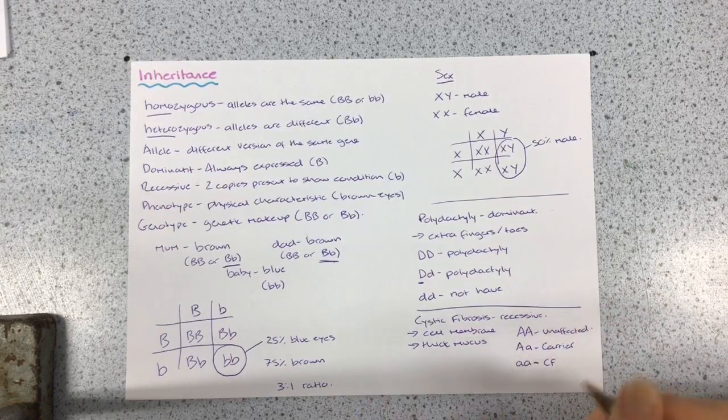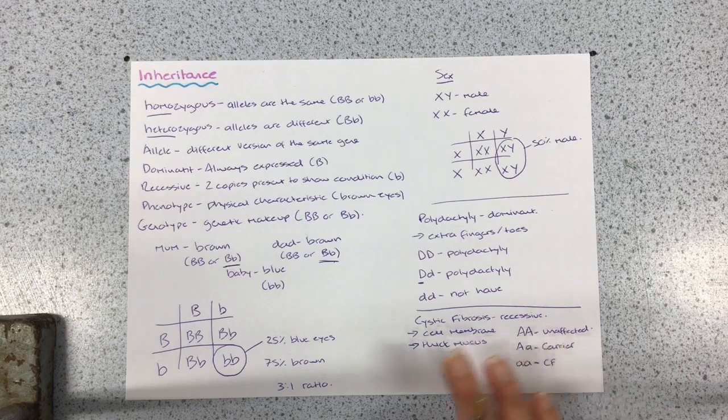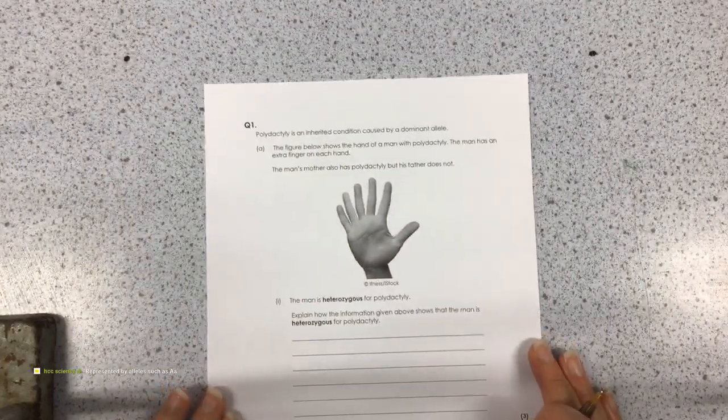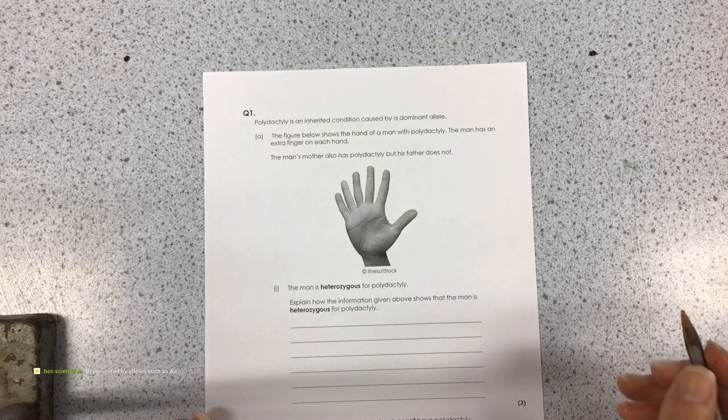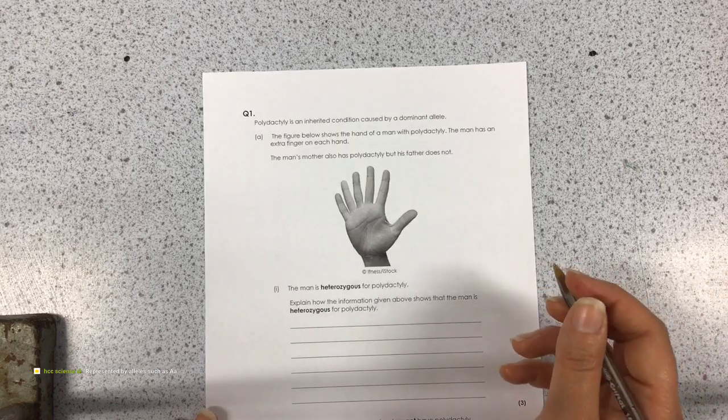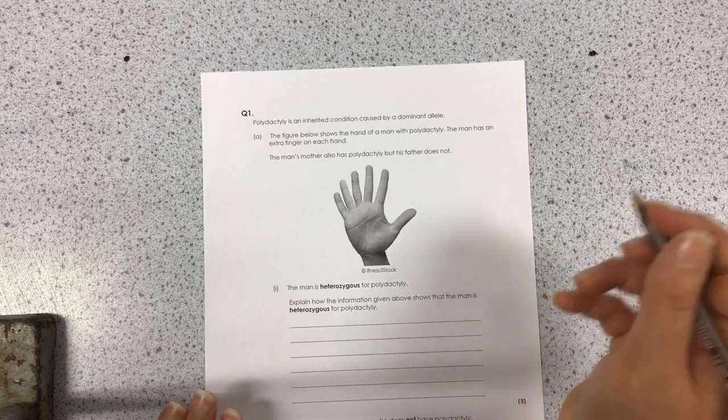Okay, so that's a little bit about inheritance. I'm going to get the exam question in front of me. We'll save these sheets for you guys so that if you want to have a go at them, then you can. Or look at them when we stick them up on canteen window. So we've got an exam question. Polydactyly is an inherited condition caused by a dominant allele. The figure below shows a hand of a man with polydactyly. The man has an extra finger on each hand. The man's mother also has polydactyly, but his father does not.